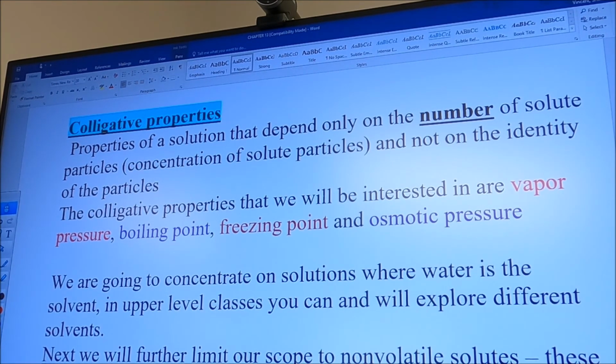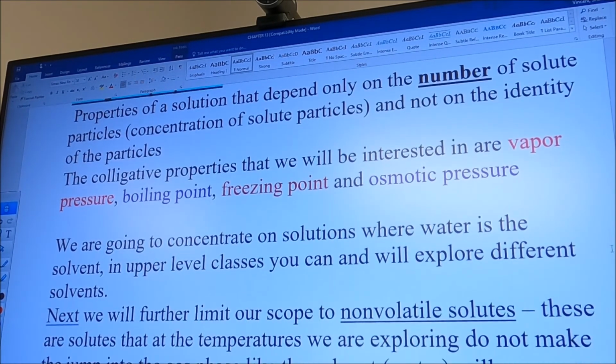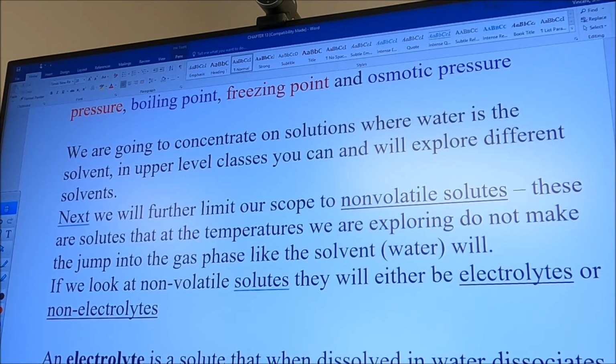Okay? Now, there are lots of different solvents that you can experience. Water is the most common. Methyl alcohol, benzene, acetone, there's a huge list. We're going to concentrate in on water solutions, okay? And we're only going to worry about water as our solvent as we look at colligative properties. That's going to make our life a little easier. We're also going to stick to non-volatile solutes.